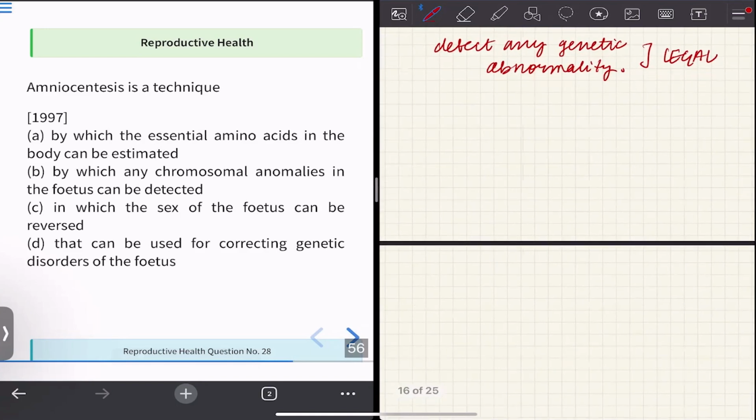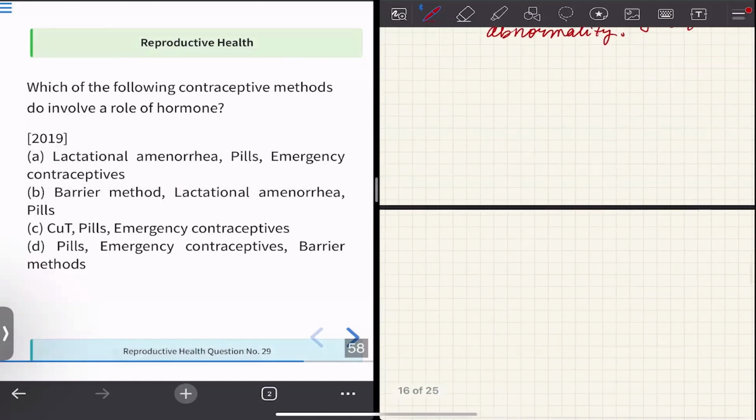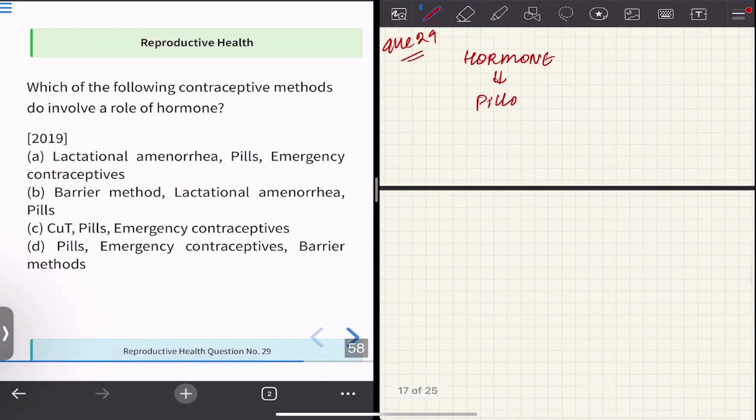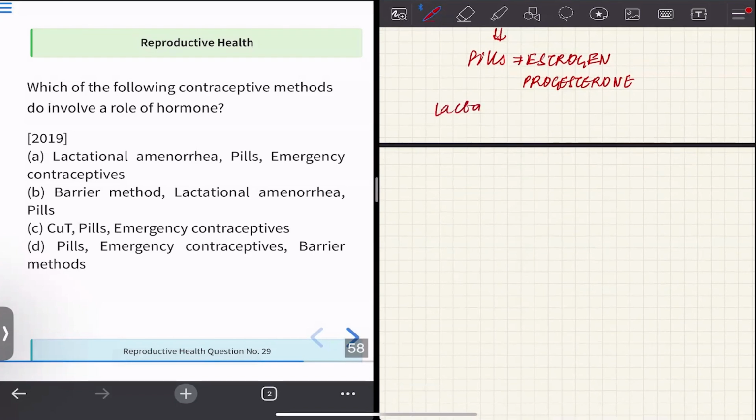So we have question number 29, which is: which of the following contraceptive methods involve a role of hormone? So hormone is used in pills. Okay. So pills, they use which hormones? Usually estrogen and progesterone. These hormones are included.